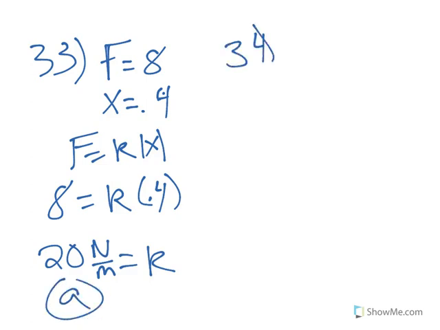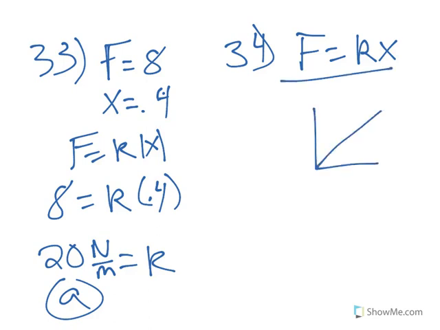34. Which graph represents the relationship between the elongation of an ideal spring and the applied force? So force is equal to kx. Alright? So this is a linear relationship. There's no squared terms, so it should just be a linear graph. And so it should just be the answer choice B.